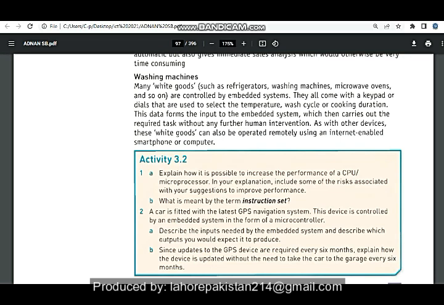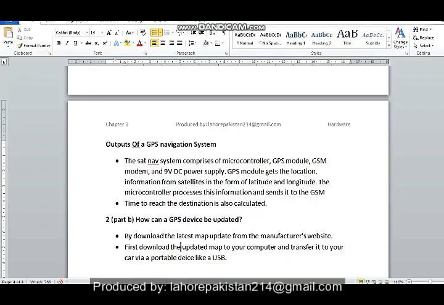In question number 2, part B, you have been asked to tell about the updates that can be done to a GPS device of your car without taking the car to the garage. If you have a Wi-Fi connection in your car, you can directly download the updated map. You can first download the updated map to your computer and then transfer it to your car through a portable device like a USB.